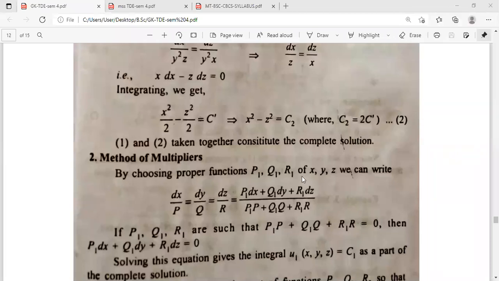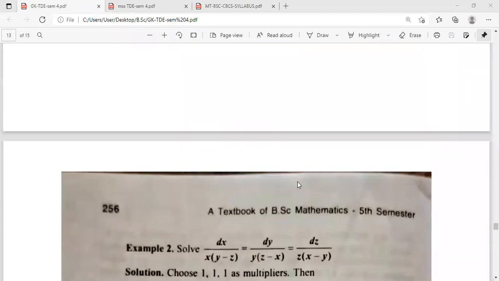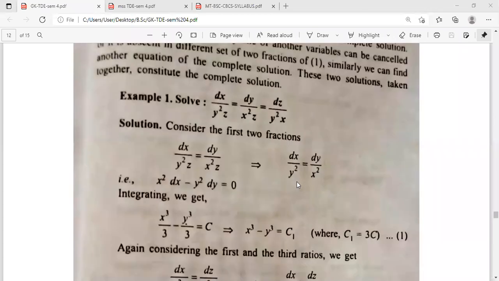Those two solutions you got, written collectively, are called the solution of the given equation. Now let us see some problems. The first problem was already taken. This is the method of grouping. If you take the first and second fractions, z gets cancelled. The remaining involve dx, dy, x and y, which is easily simplifiable and does not involve z. That means z is absent if you take first and second.